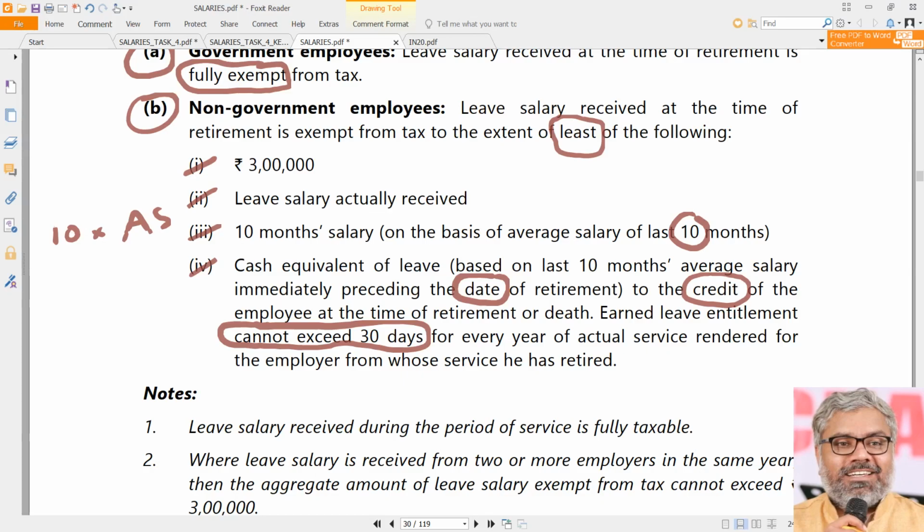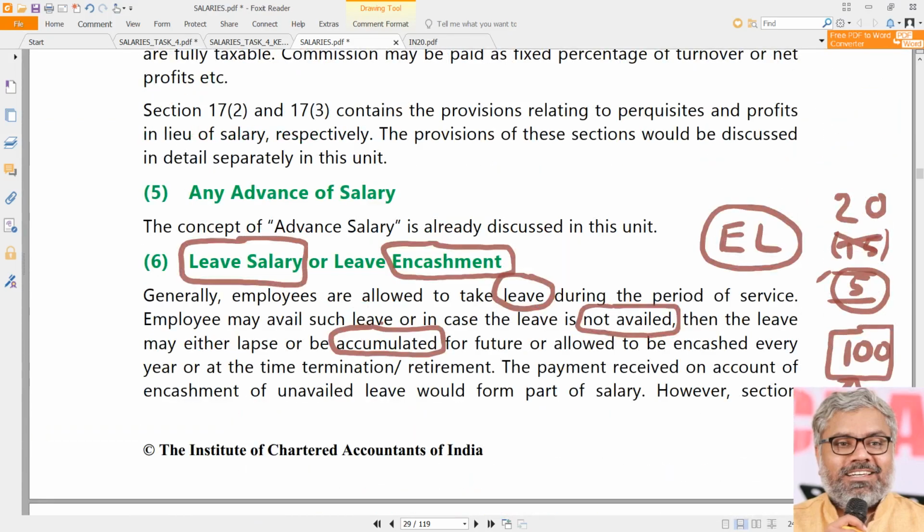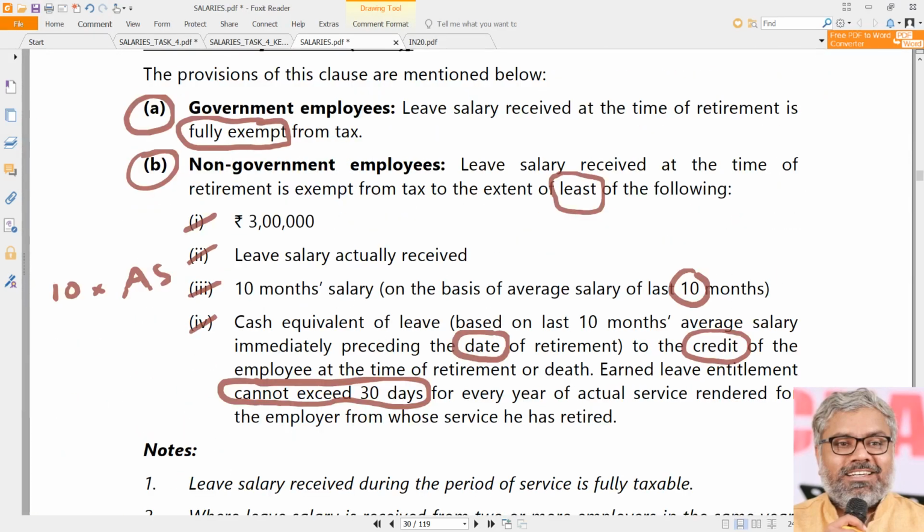If at all the employer, like in our earlier example, gives 25 days of leave each year or 20 days of earned leave each year to the employee, which is well within the limits prescribed by law, because the law says it cannot exceed 30 days. The law never says you have to give 30 days. That is none of the business of law. The law says it cannot exceed 30 days.